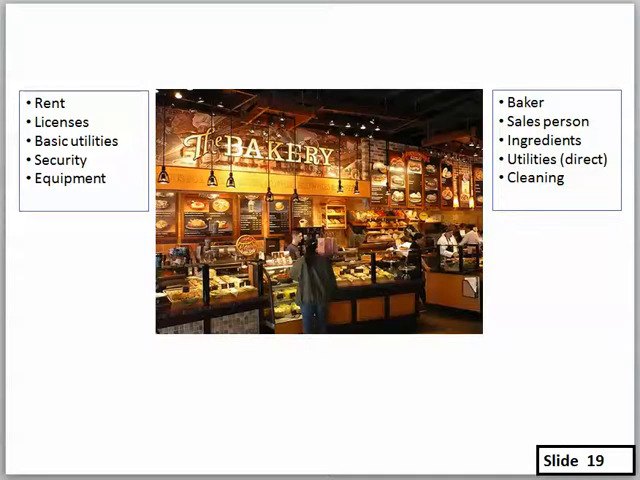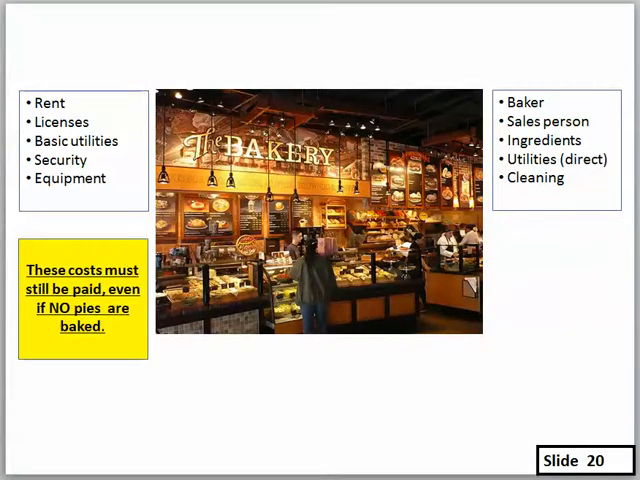So we have some common things. Obviously, you need a building. You need to have the correct licenses or the government won't let you operate. You need to pay a baker. You need to buy the ingredients. So there are several things that we have to spend money on to operate this bakery. So let's take a look in a little bit more detail.